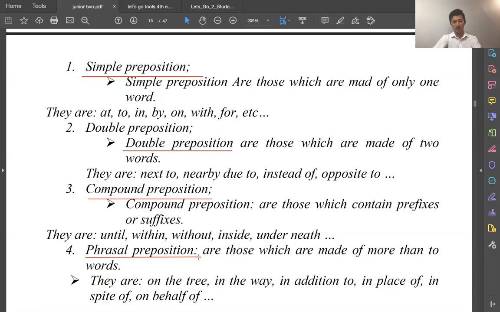And the fourth one is about phrasal prepositions. Phrasal prepositions are those which are made of more than two words. When we have more than two words in our prepositions, it's called a phrasal preposition. Like what? On the way, in addition to, in place of, in spite of, on behalf of. So, different types.